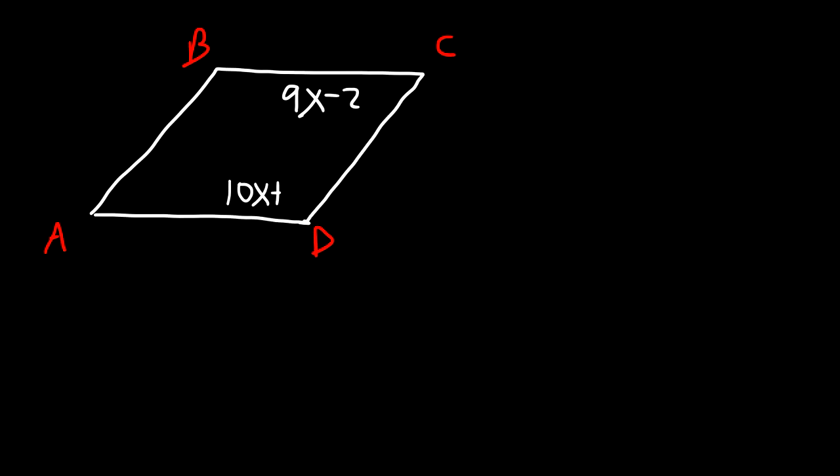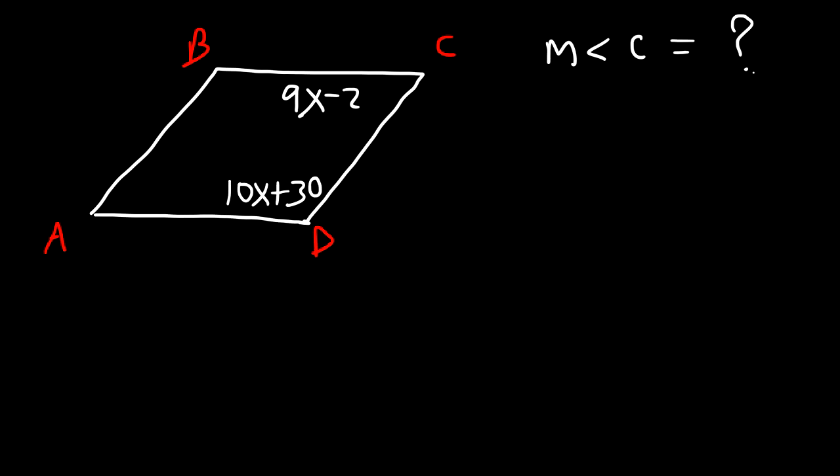So let's say if we have parallelogram ABCD. Now let's say that angle C is 9x minus 2, and angle D is 10x plus 30. With this information, calculate the measure of angle C. Feel free to pause the video if you want to try it.